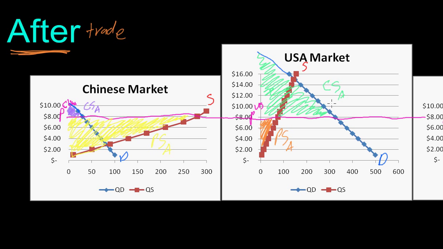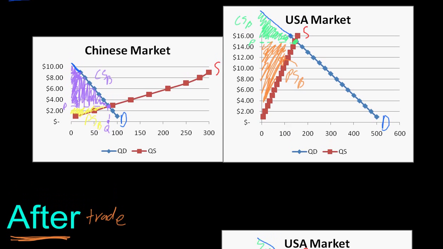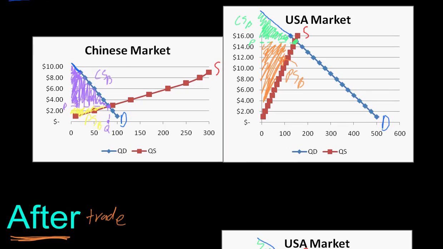And now the trick is to compare the before and the after. So we want to know, basically, is the world better off or worse off for trade? And so if we look at China, we see that before, China had a consumer surplus of this triangle right here. You know what, I'll do that in black so you can see it. This triangle was its consumer surplus, and this triangle was its producer surplus, for a total surplus of this entire triangle.